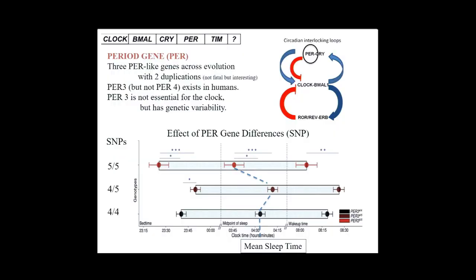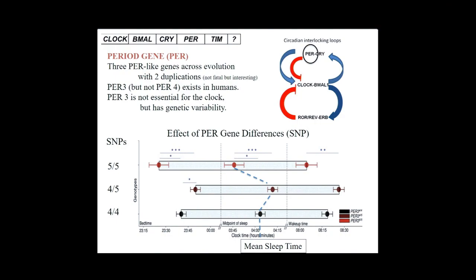This owlness and larkness, I want to talk a little bit about the genetic foundations for a second and show you that this PER gene is an old gene, and it has duplications across evolution. It's not essential for the clock, but if you have certain polymorphisms in this PER gene, you change your mid-sleep time.